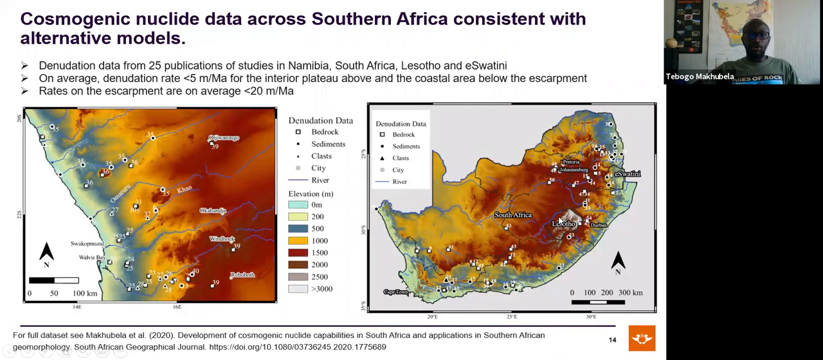And on average, all these studies, all 25 of them, yield an average denudation rate of less than 5 meters per million years for both the interior plateau as well as the coastal area below the escarpment. And on the escarpment itself, the denudation rates are very variable, but on average, they are less than 20 meters per million years. And this is since the Pliocene.